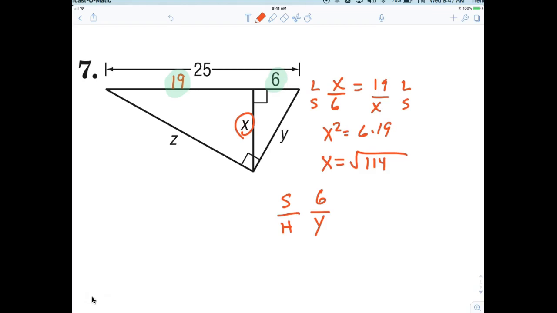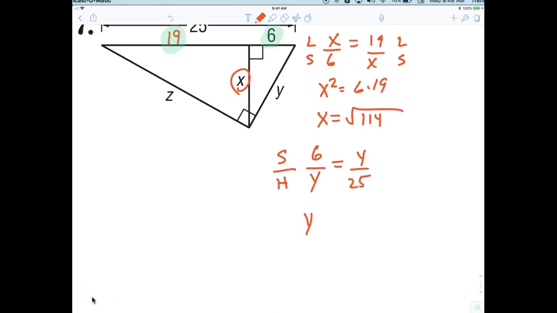All right. So we can't use the middle, so now we have to use the large. So 6 is equal to what? Y over 25. Y over 25. Everybody happy with that? All right. So now I have what? y squared equals 6 times 25, so y is equal to 5 radical 6. Perfect. Everybody good with that?